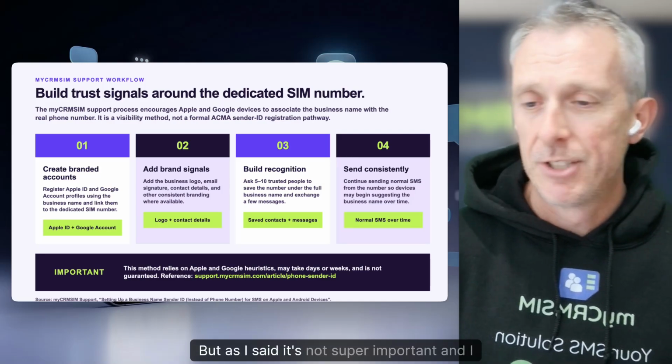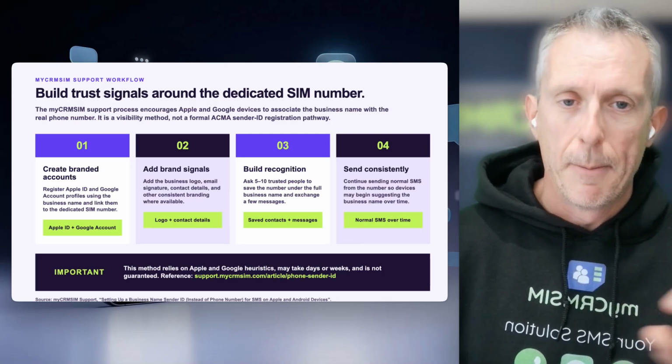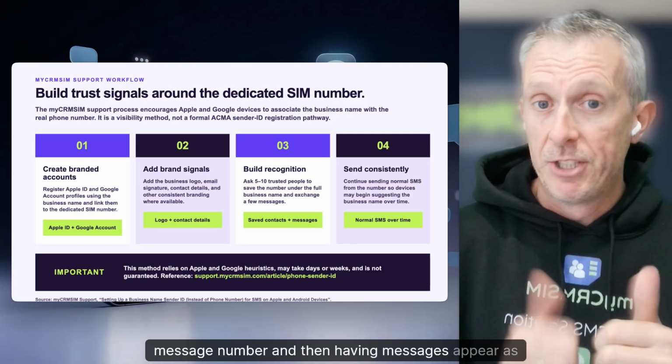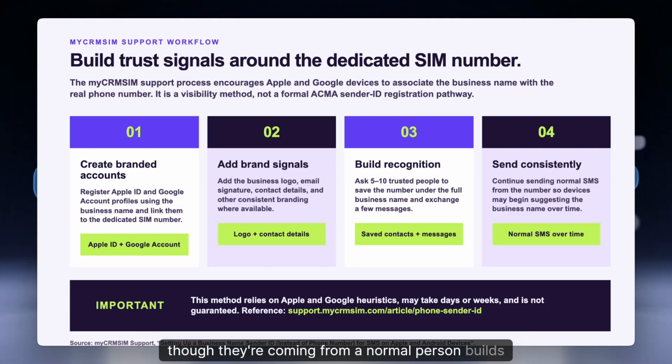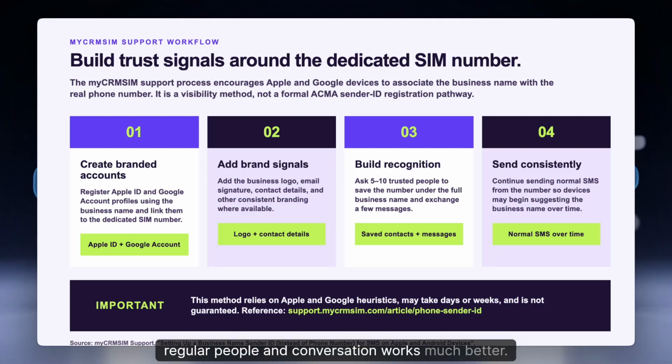But as I've said, it's not super important. And I personally think that just having a regular message number and then having messages appear as though they're coming from a normal person builds more confidence and trust anyway. If you're trying to engage people, get them into appointments, book them into meetings, anything like that, follow-ups, regular people and conversation works much better.